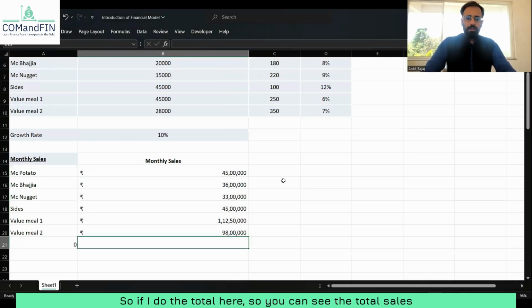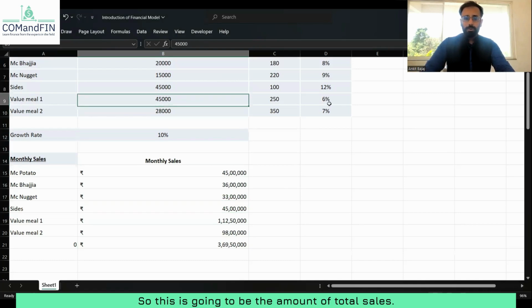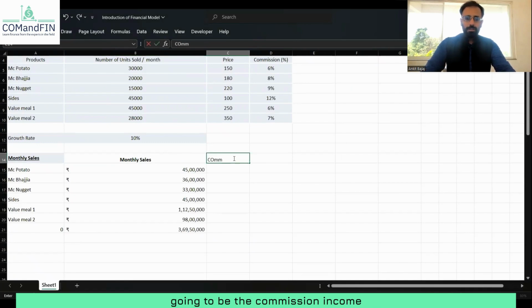So if I do the total here, you can see the total sales will be 3 crore 69 lakh 50,000, right? This is going to be the amount of total sales. If I want to calculate the commission income, how much is going to be the commission income here? So I will write down here commission income.